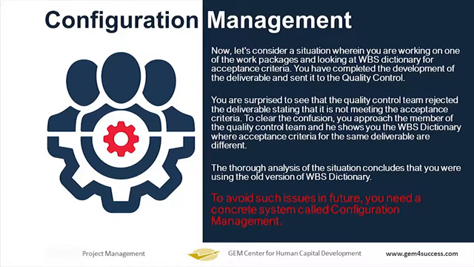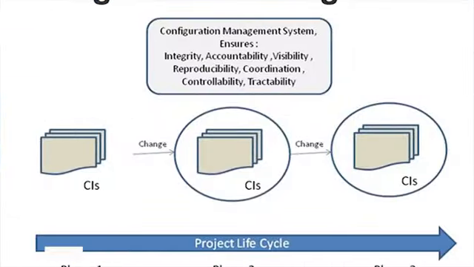Why are you confused? You now approach the member of the quality control team and he shows you the work breakdown dictionary, where acceptance criteria for the deliverables are different. So, the thorough analysis of the situation concludes that you were using the old version of the work breakdown structure dictionary. To avoid such issues in the future, you need a complete system called the configuration management system.